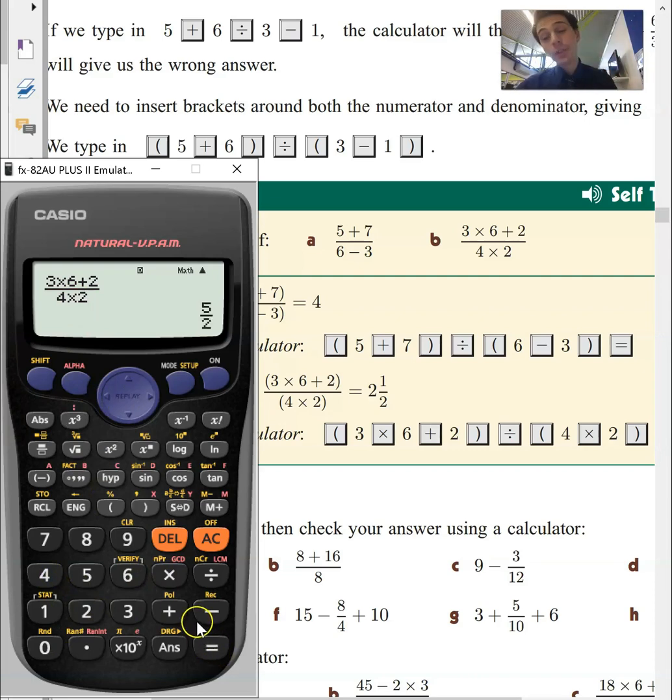A trick for later when we do fractions and decimals, converting between them, you can press this fraction to decimal button. See the D for decimal? Standard fraction to decimal. If you press that, it'll convert it between the two formats.